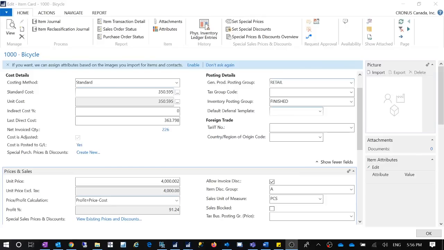So today I want to talk about a field on the item card because I've been asked by a customer what this field does and what's the purpose for the drop-down list from this field.